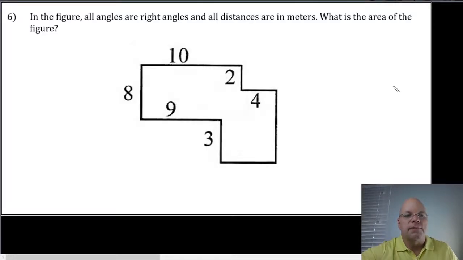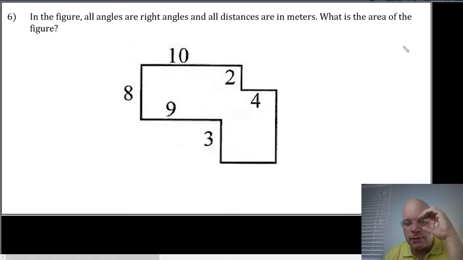Problem 6, in the figure, all angles are right angles, and all distances are in meters. What is the area of the figure? This is a composite area problem, a little bit trickier than some of the ones we've done, because there are some missing measurements that you have to calculate.